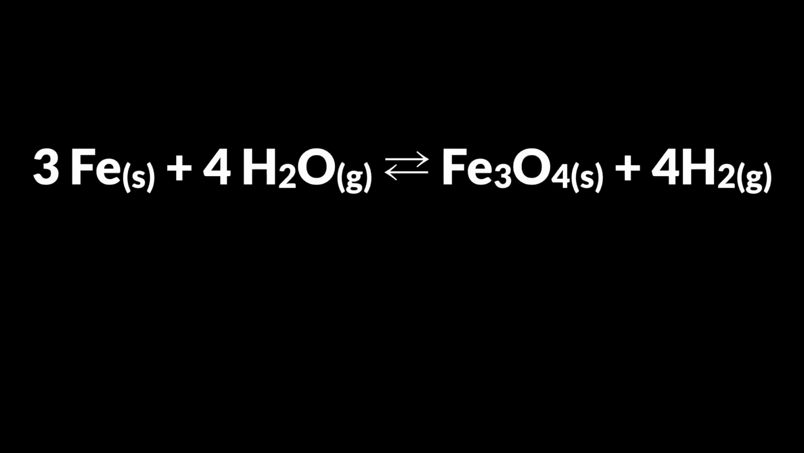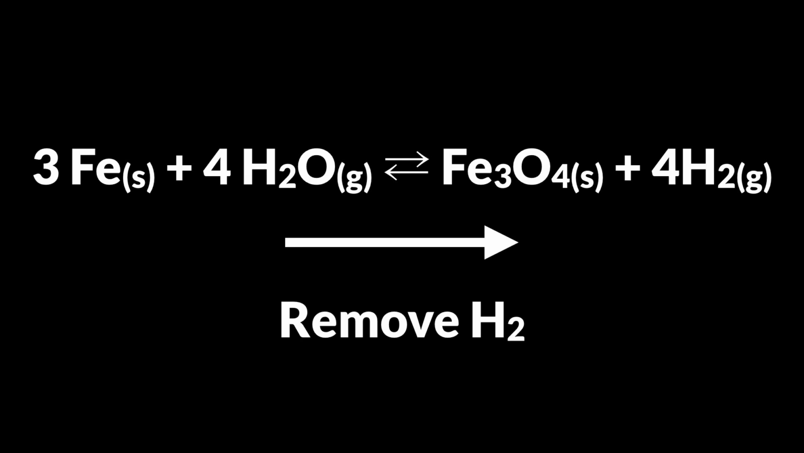So this equation right here is the equation for the rusting of iron. So analyzing the different molecules in this equation, how do we find out what happens if, say, we removed H2? Well, when we remove H2, the concentration of H2 will decrease. And since the concentration decreased, that means that Le Chatelier's principle will shift the equilibrium toward the product side to make up for that lost H2.